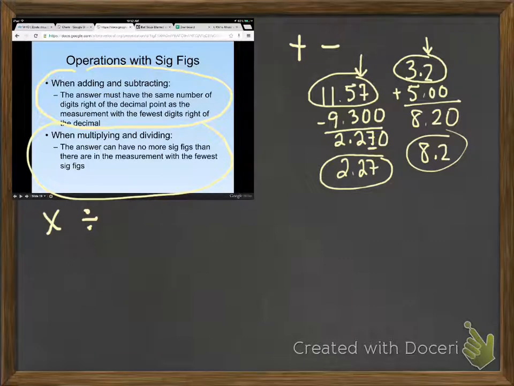Multiplication and division have different rules. So when we're multiplying or dividing, the answer can have no more sig figs than there are in the measurement with the fewest sig figs. So let's do a quick multiplication example.